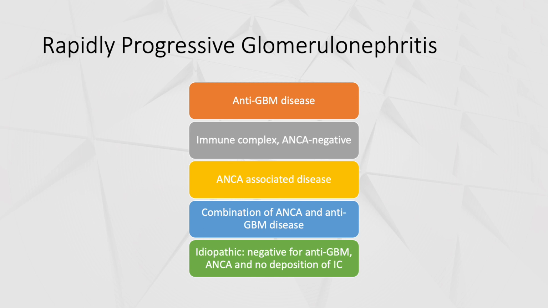So here, think of anti-GBM disease, when you have antibodies attacking the glomerular basement membrane; immune complex, ANCA-negative RPGN, like you would see sometimes in IgA nephropathy, lupus; ANCA-associated disease, we just talked about that. A combination of ANCA and anti-GBM disease, sometimes you have both, and this is something really left to the nephrologist. I'm not going to dwell on that. And sometimes it's idiopathic. You don't have immune deposits, you don't have anti-GBM antibodies, and you don't have ANCA, but yet you have crescentic GN and rapidly progressive glomerulonephritis, and you still have to treat it.